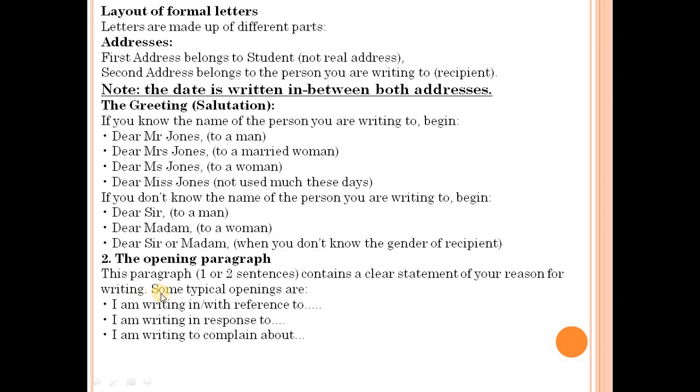Why are you writing this letter? What made you write this letter? What compelled you to write this letter? In what reference are you writing this letter?